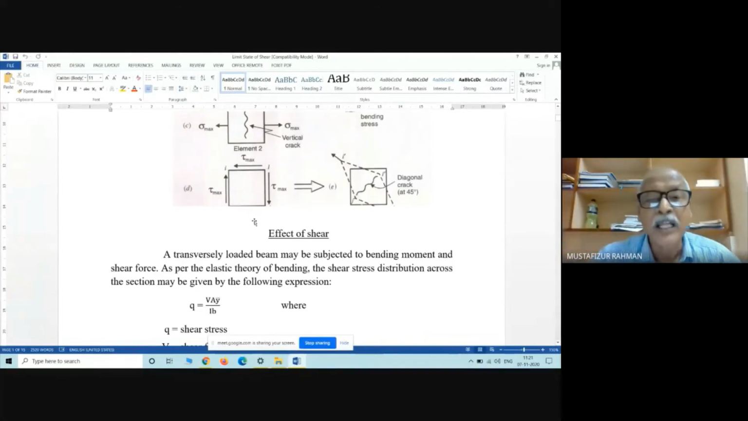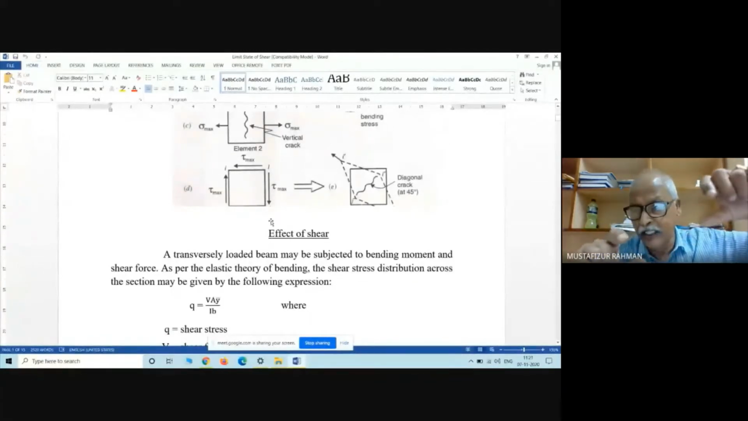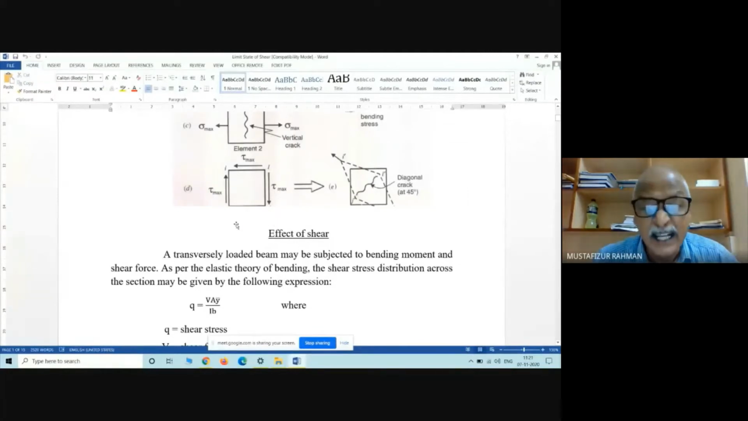So here, in this element, there are two diagonals. This is one diagonal, and this is another diagonal. Because of these two sets of forces, this one was there, but somehow at the time of scanning it is missed. This diagonal has a tendency of elongation, and this diagonal has a tendency of contraction.